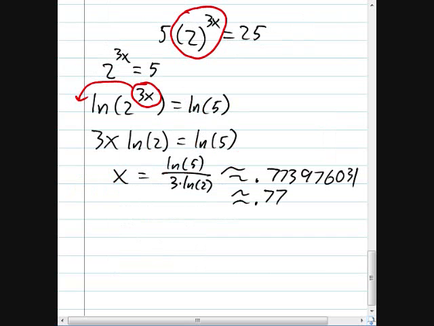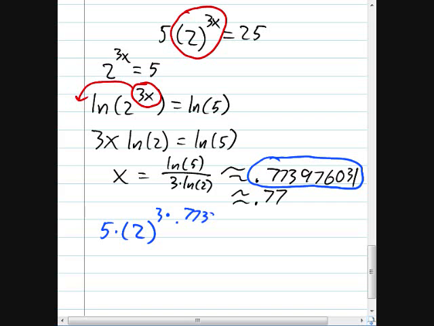I should test this, and the number that has more decimal places is a better test. So what do I have? I have 5 times 2 raised to the 3 times 0.7739766031, which, if I type this into my calculator, is approximately equal to 24.9999997, or 25, which is the answer I expected.